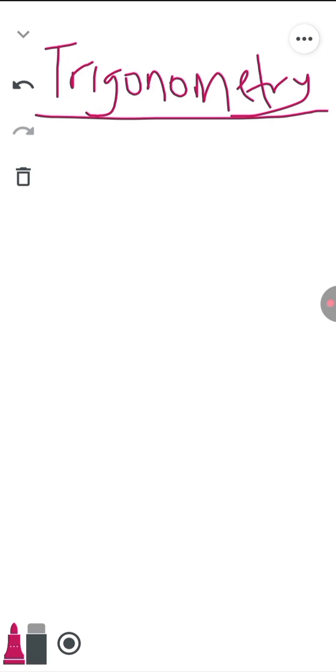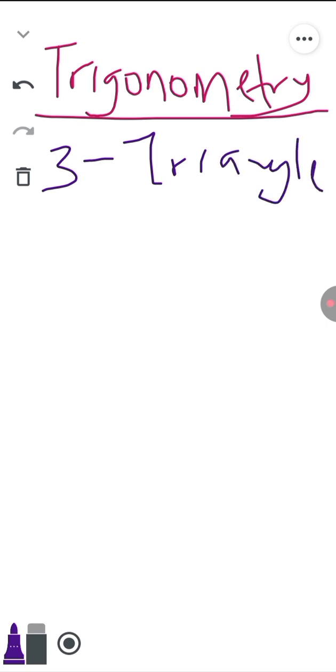Trigonometry. Can you write it down? So, what is trigonometry? From the word "try," that's three, right? So, it is the study of three-sided shapes. Trigonometry is the arithmetic of three-sided shapes.